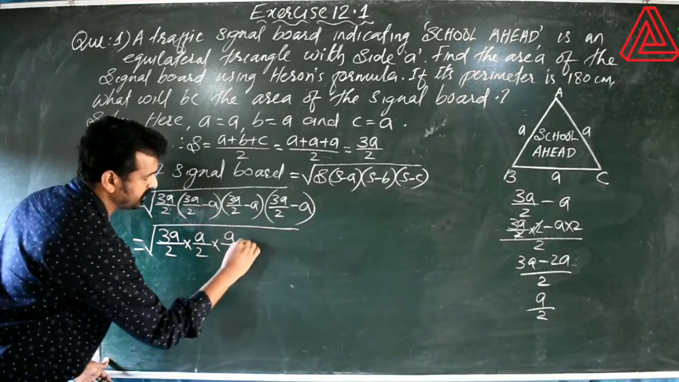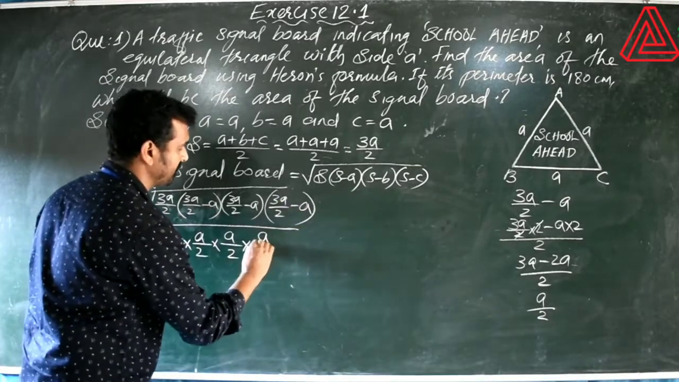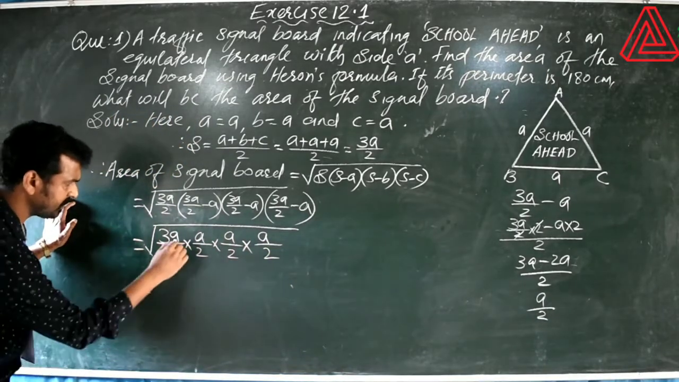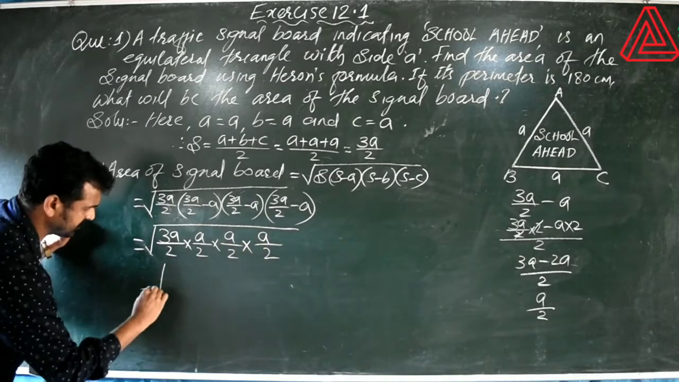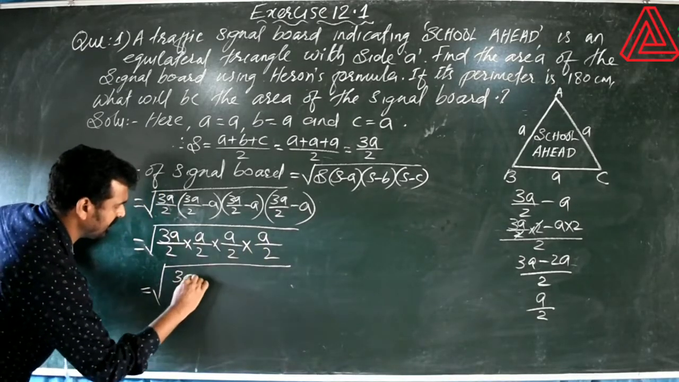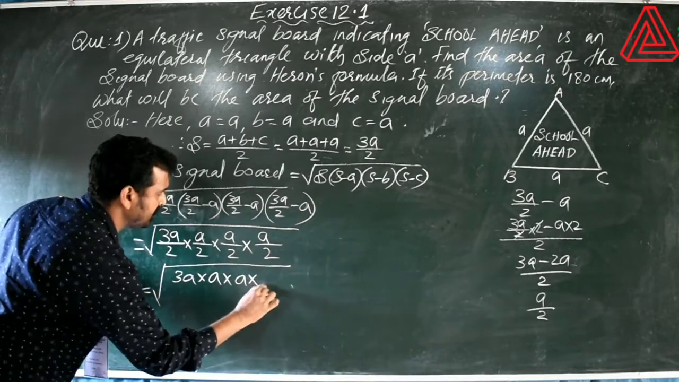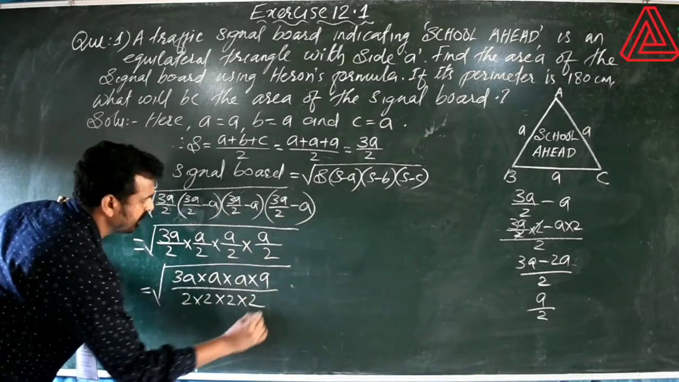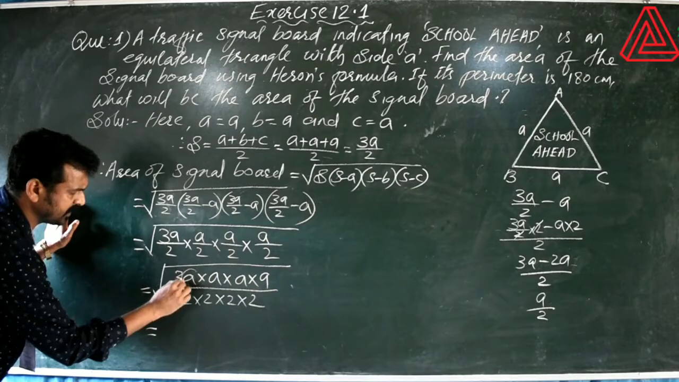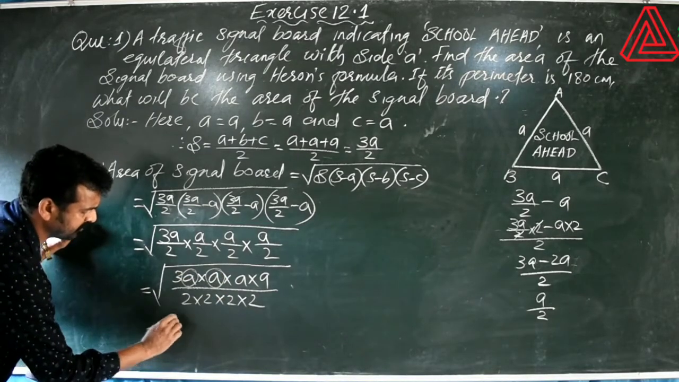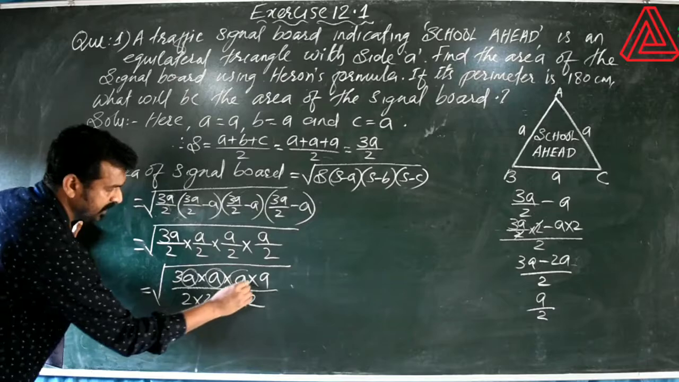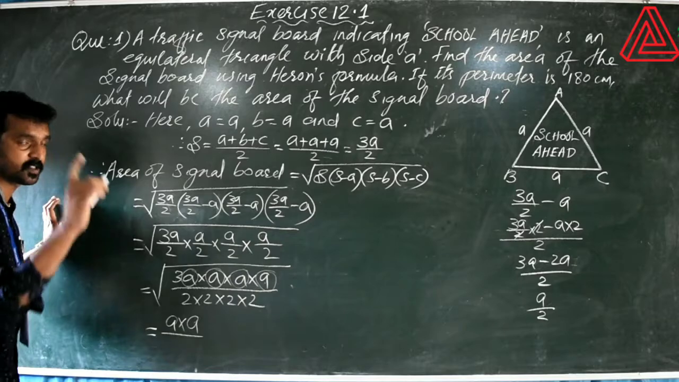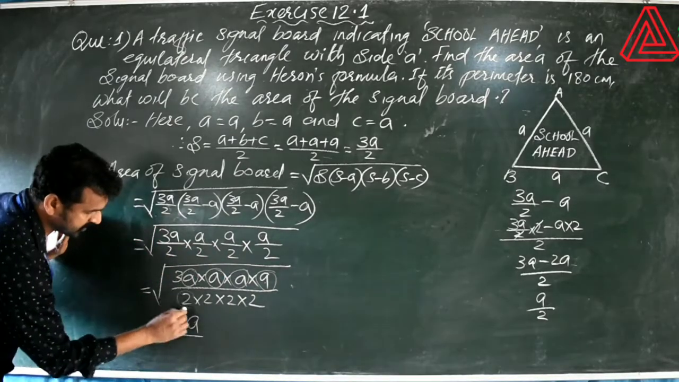A by 2 into 3A by 2 minus A, that also is the same, that is A divided by 2. Then that is equal to the square root of 3A into A into A into A, divided by the denominator 2 into 2 into 2 into 2. Inside the square root, if two factors are the same, then we can take out that A, into, again two factors are same, A. The 3 we cannot take out because 3 is only 1, but in the denominator this 2 we can take out.